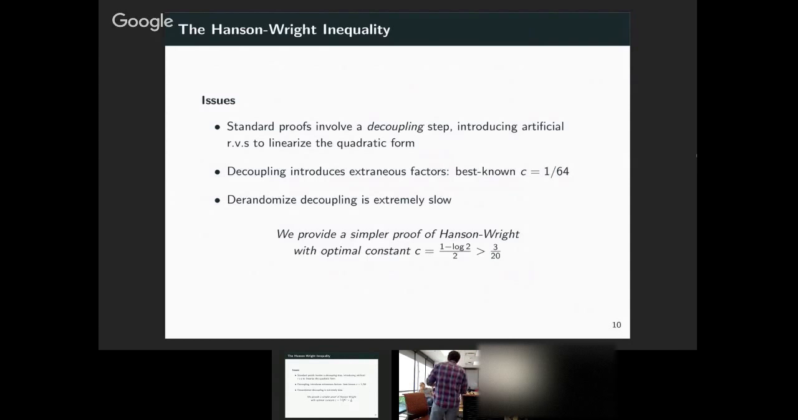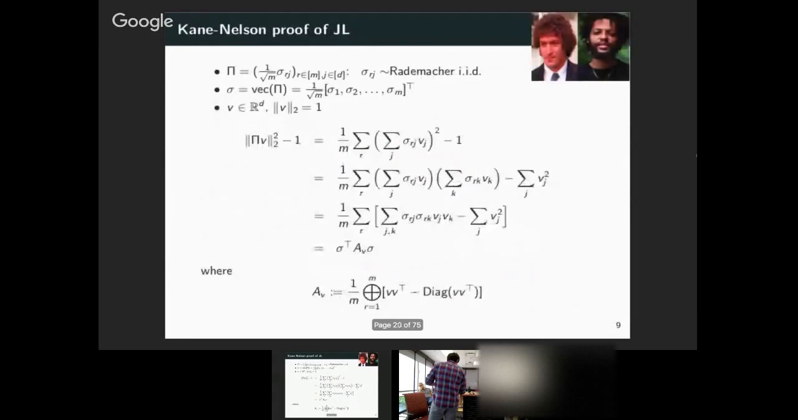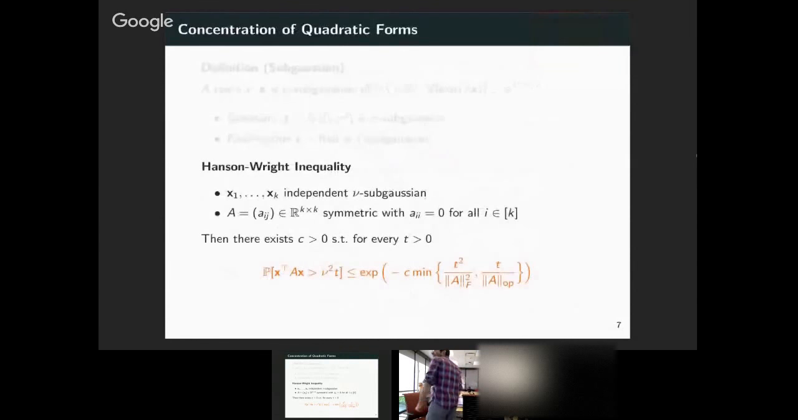It's hard to say what's sharp here because, let's go back here. This kind of inequality only depends on the operator and Frobenius norms. If you really want to get something sharp, you should use A completely. But in the sense of the dependence on these two things, it's sharp.